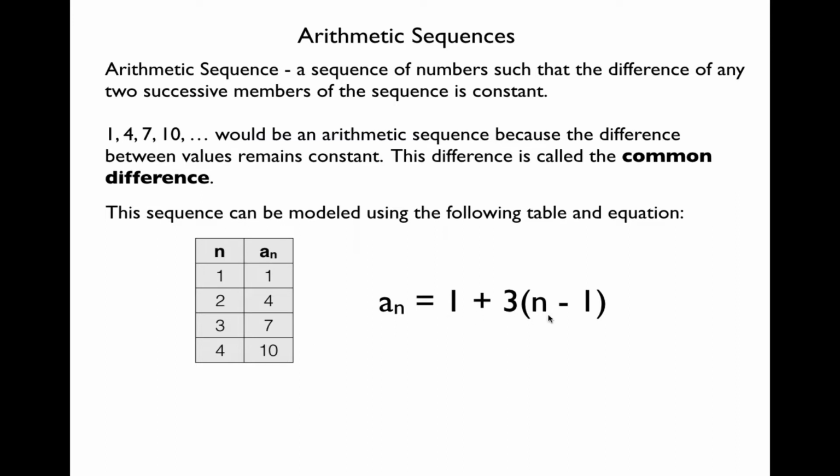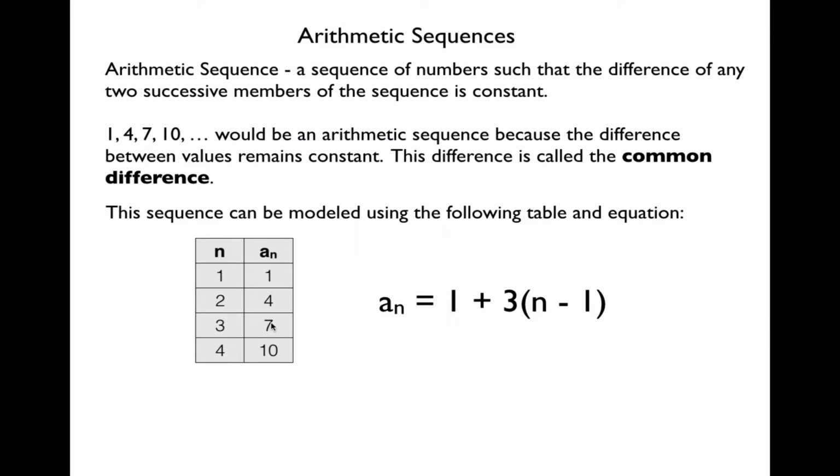And this equation right here models this data. So let's test it. Let's plug in a 1, see if we get a 1. So a sub n equals 1 plus 3 times 1 minus 1. Well, 1 minus 1 is 0, times 3 is 0, plus 1 is 1, and so the first term would be 1. Let's try the third term. So a sub 3, or the third term, would be equal to 1 plus 3 times 3 minus 1. 3 minus 1 is 2, 2 times 3 is 6, and 6 plus 1 is 7, and so the third term would be 7.